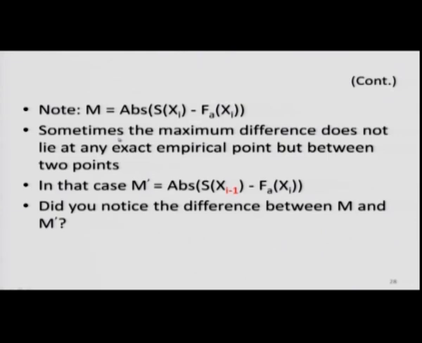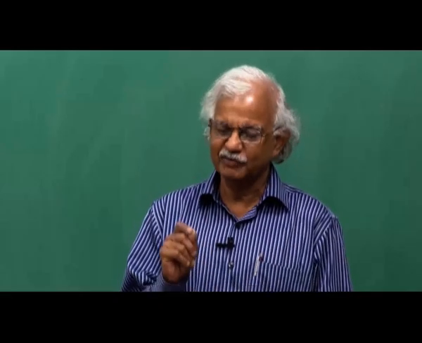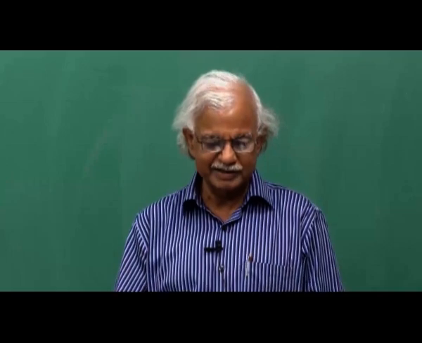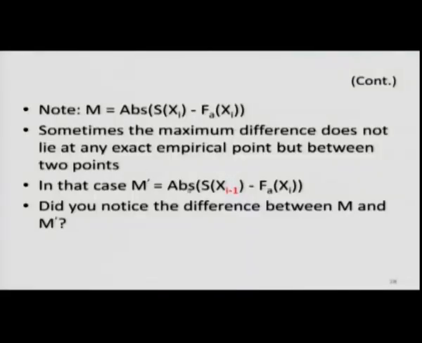Sometimes the maximum difference does not lie at any exact empirical point, meaning an exact value of x, but between two values of x. In that case, m dash is computed as the absolute difference between S of x I minus 1, meaning the previous value of x, and capital F of x I. So, we compare S for a preceding value of x with a given value of x for F.